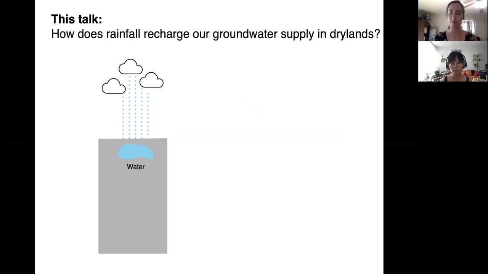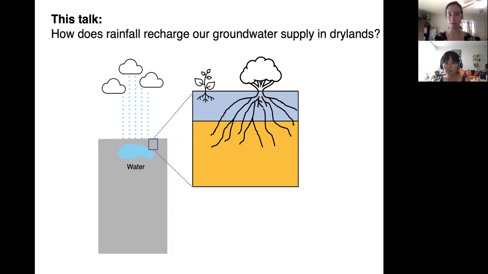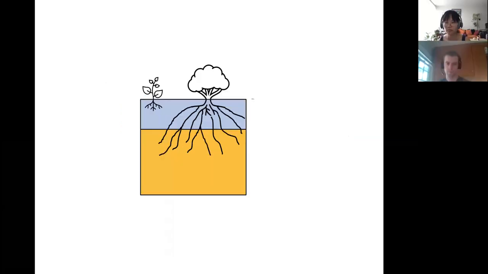Today I want to focus on just one story, which is related to how water travels underground. In particular, I start by asking a rather simple question, which is how does rainfall recharge our groundwater supply in drylands? I will define what drylands are in a little bit, but I want to quickly introduce some of the key concepts in the story using this simple diagram here.